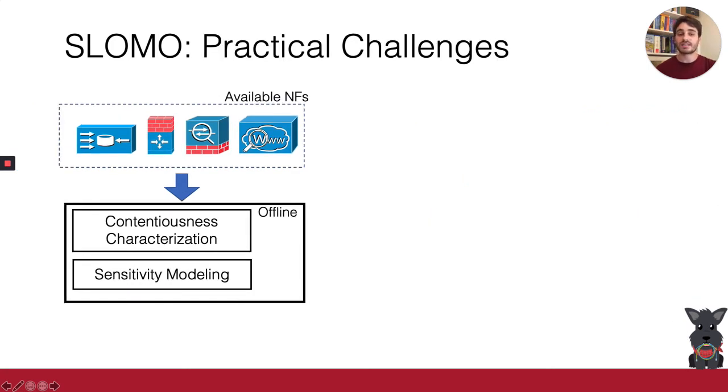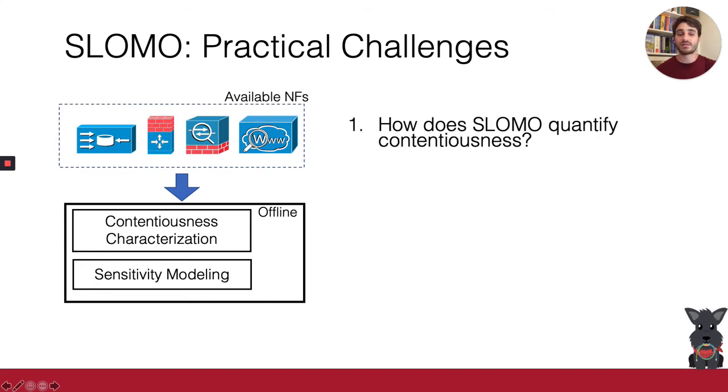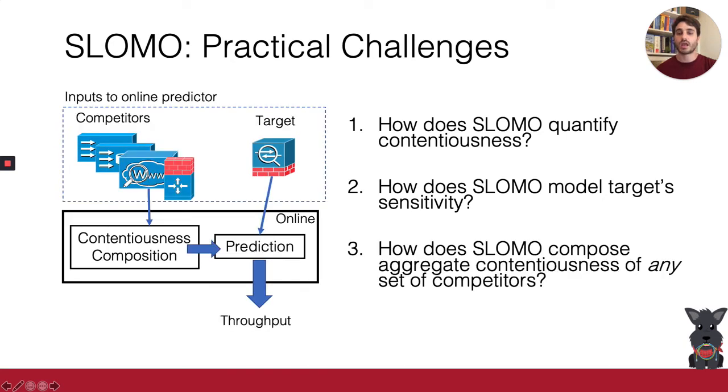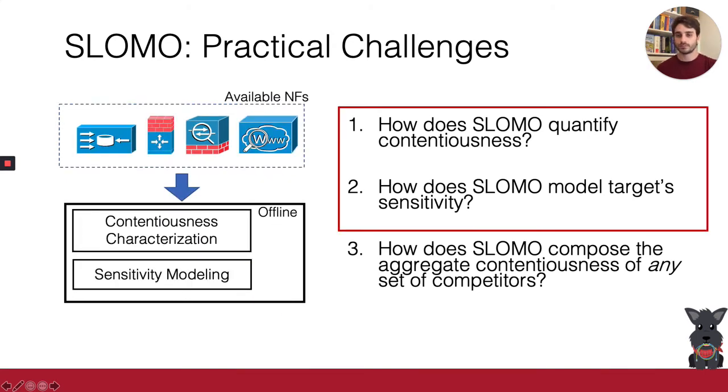Naturally, realizing this design entails several open challenges. With respect to the offline component of SLOMO, a first challenge is that of identifying the metrics that sufficiently quantify the contentiousness of the competition. Having done that, the second challenge is that of modeling an NF's sensitivity to contention. With respect to the online component, a key challenge is that of composing the aggregate contentiousness of any set of competing NFs before SLOMO provides it as input to the target sensitivity model. In this presentation, we will focus only on the first two questions.